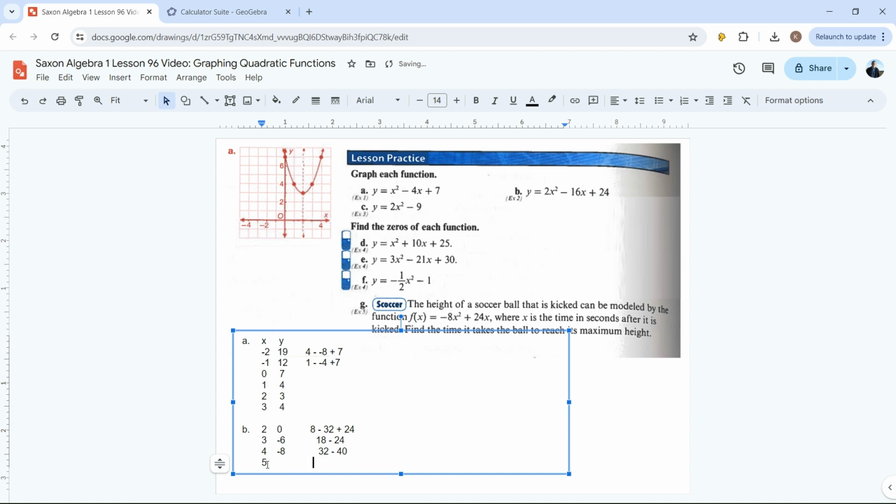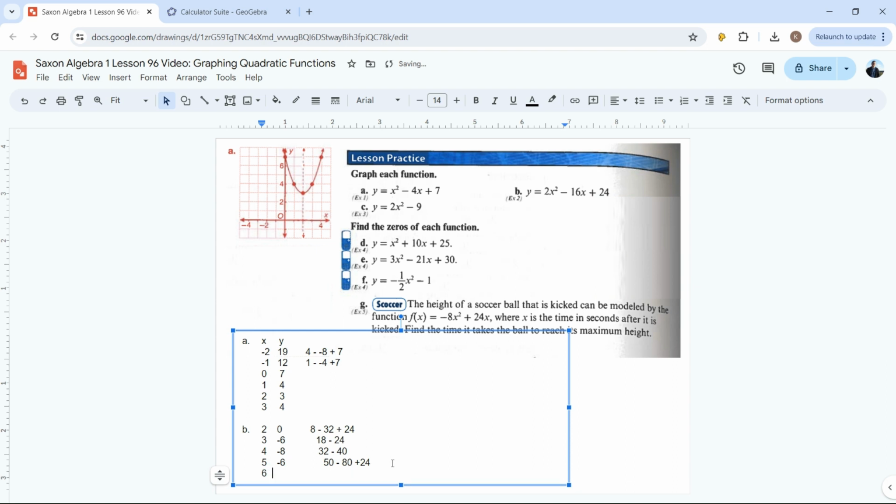If I plug in 5 to this equation, I get 2 times 5 squared is 2 times 25, which is 50, minus, let's see, 16 times 5 is 80. Well, this one's going to be easy to calculate. 50 minus 80 is negative 30. Negative 30 plus 24 is negative 6. Hey, we started going back up again. Let's get one more point on here.